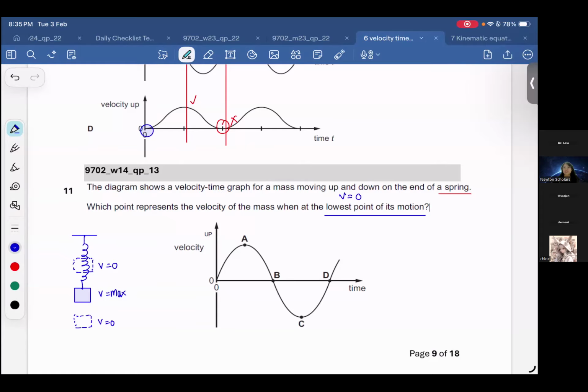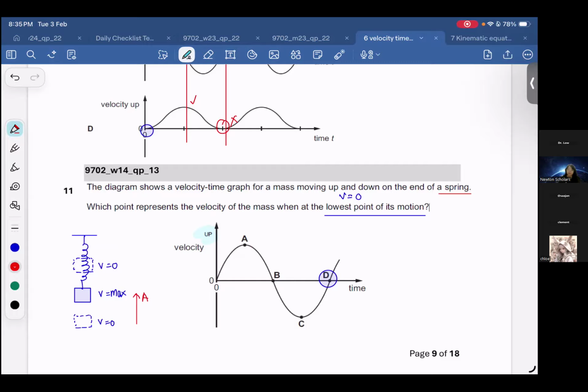Clement, no. Sajan, yes. My answer should be D. Okay, why? Here there is one important thing. They set the positive as up. Positive region as up. So that means I must depart from here going up. So this is my point A.